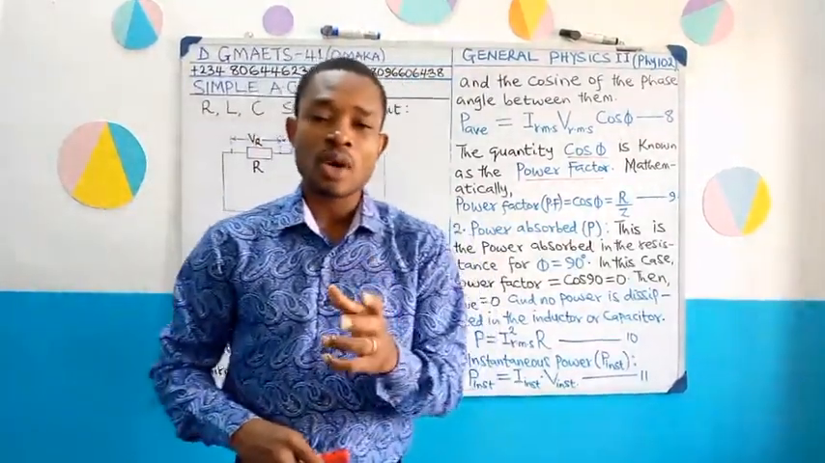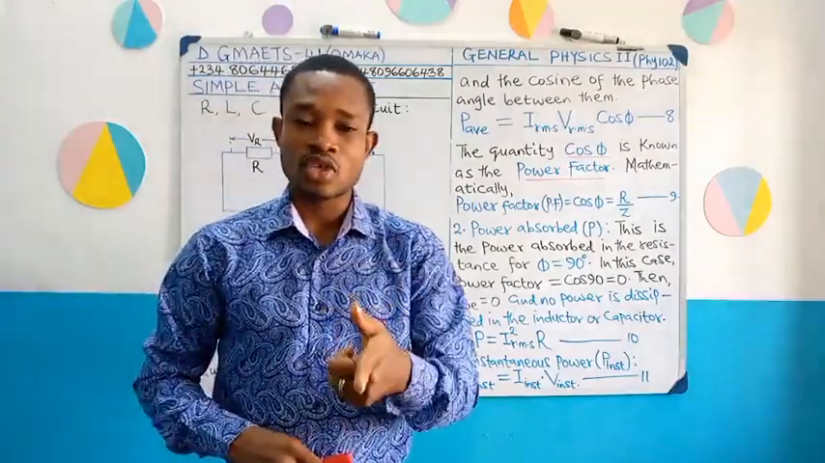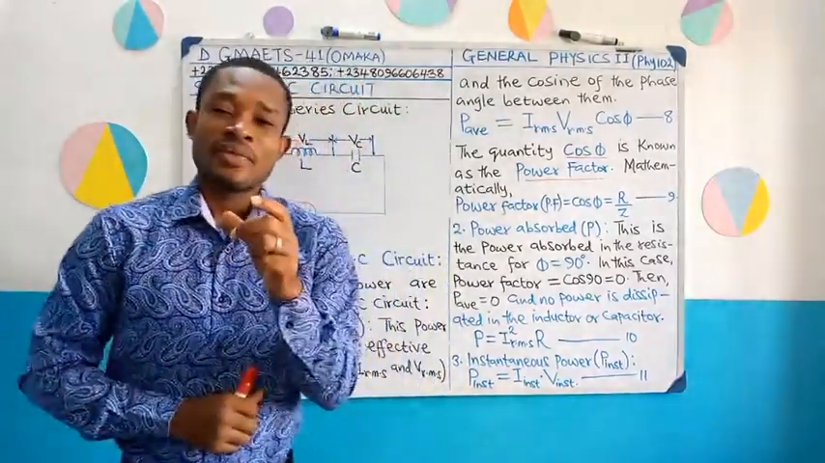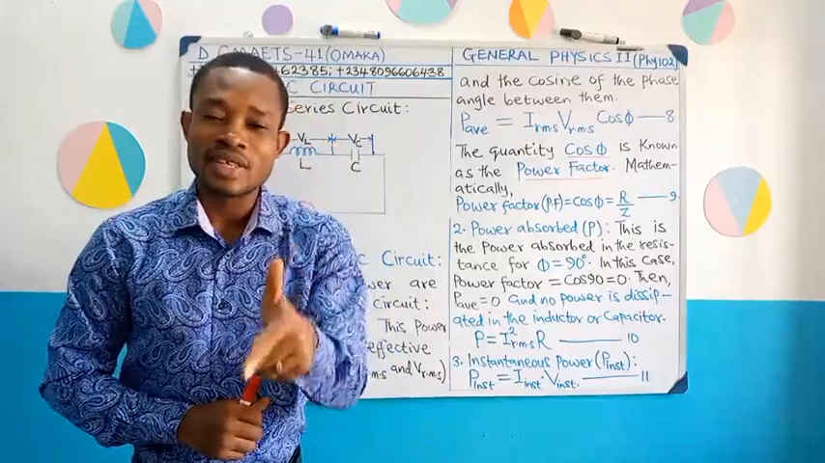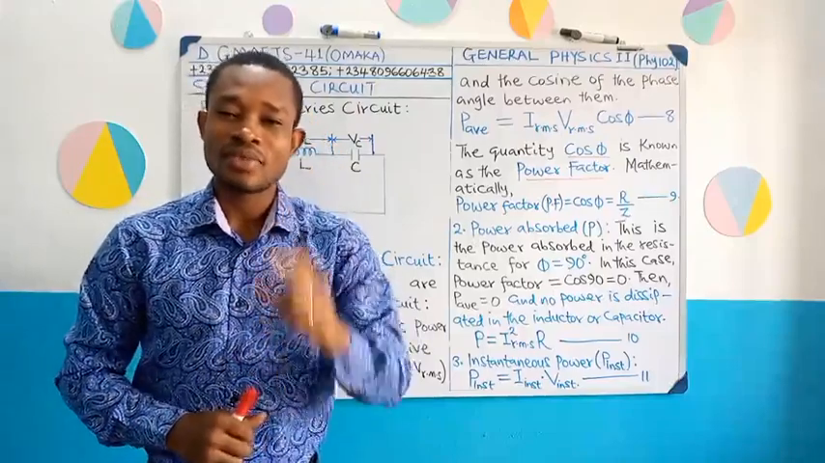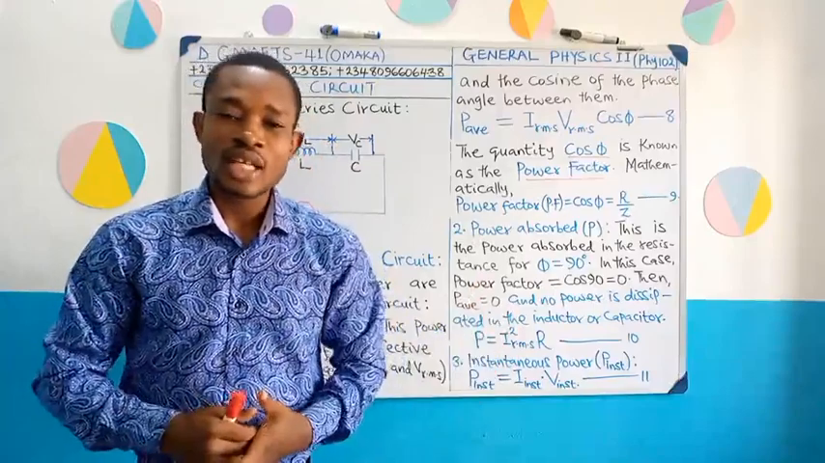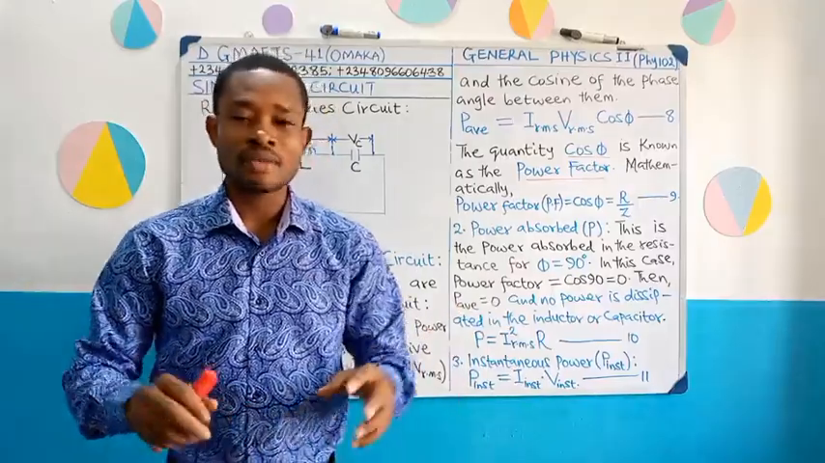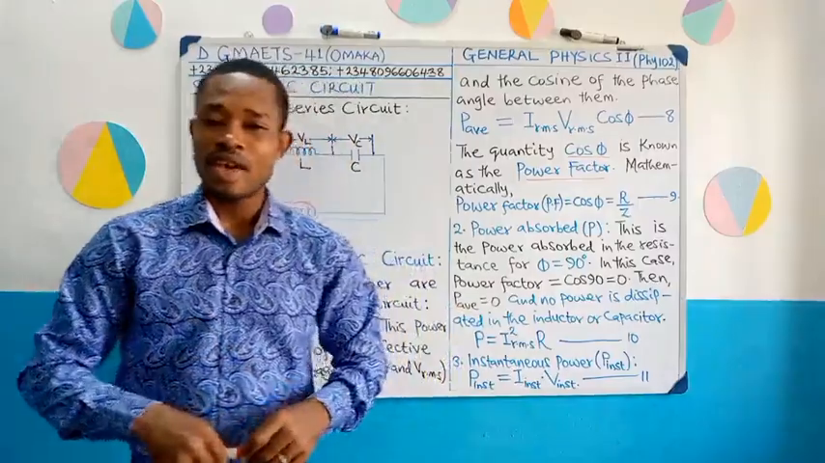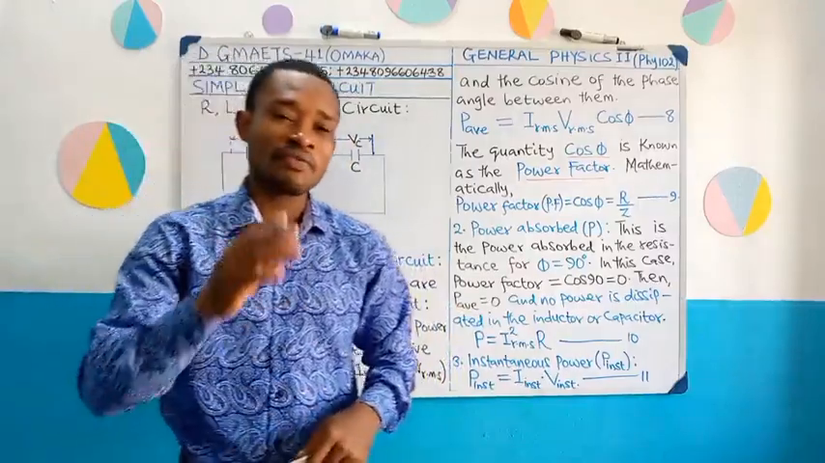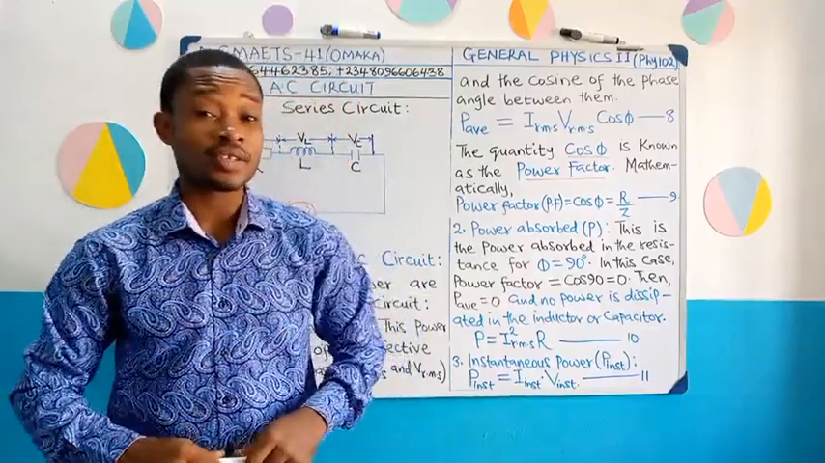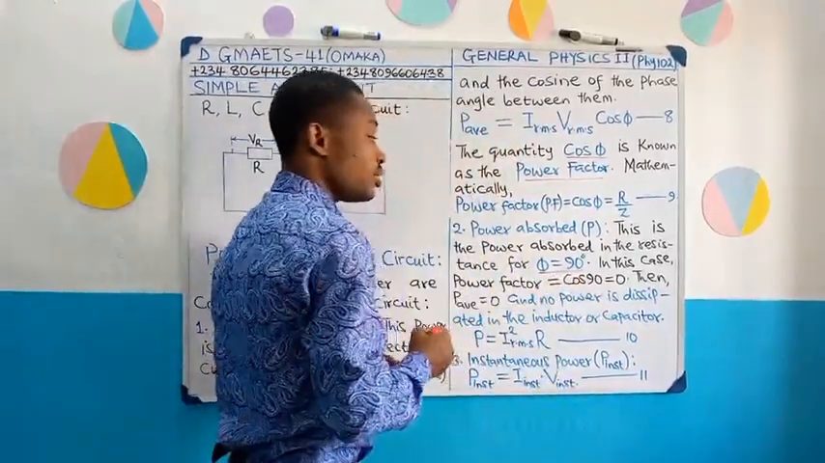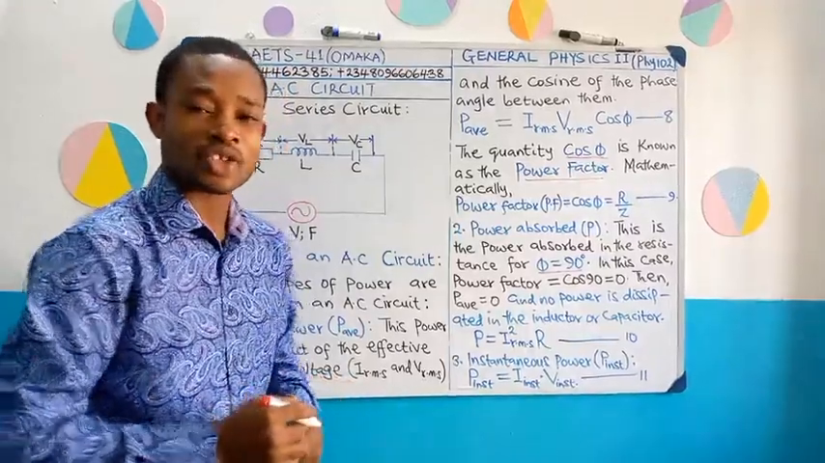We now want to talk about power that is absorbed in an AC circuit, power absorbed. The power absorbed is that power in the resistor, not in the inductor, not in the capacitor. When does the concept of power absorbed come into play in the study of AC circuits? It happens when the phase angle between the current and the voltage is equal to 90 degrees.